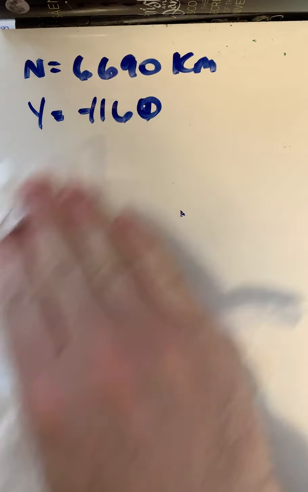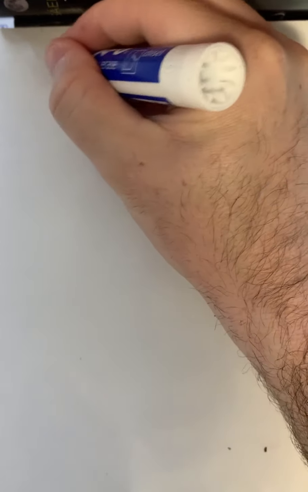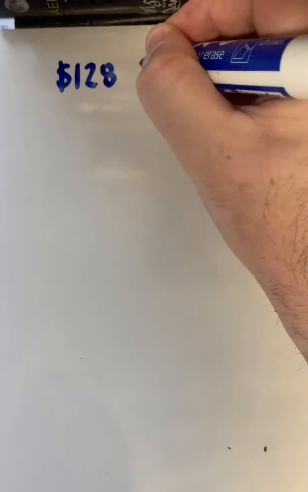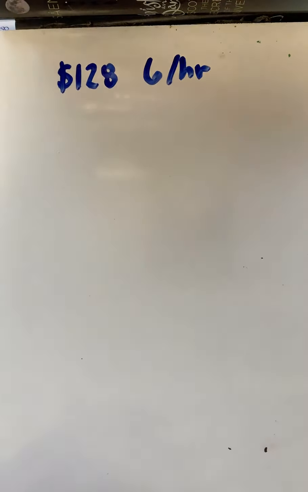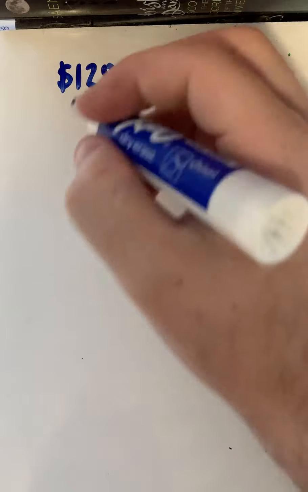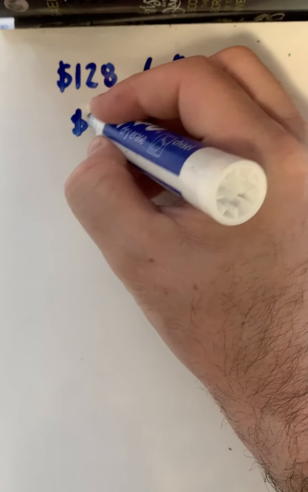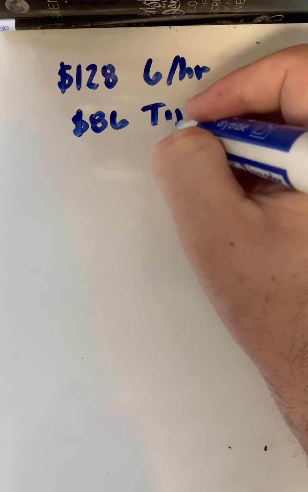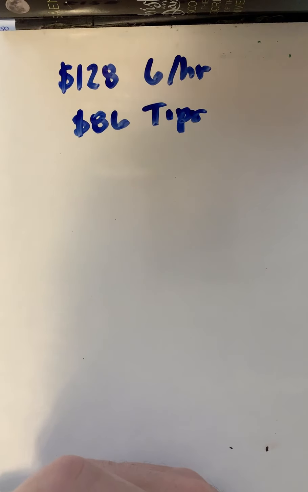I hope I'm not going too fast. Again, you can rewind and just watch the solution out. So a waiter earns $128 for 6 hours. This total included $86 in tips. How much does the waiter earn per hour?